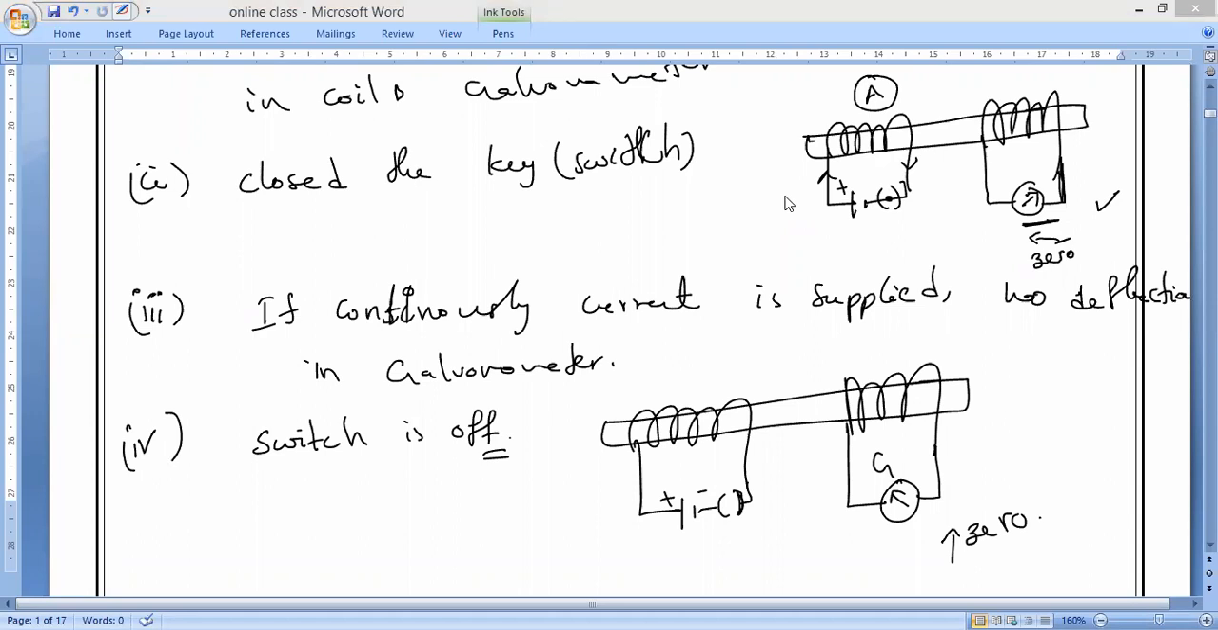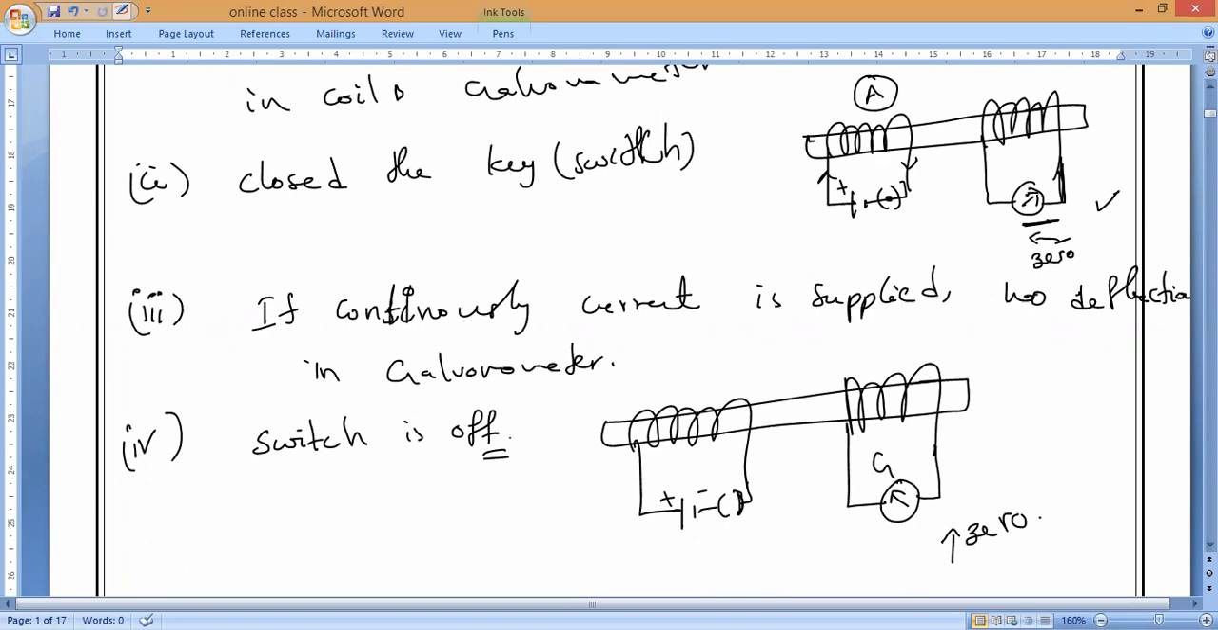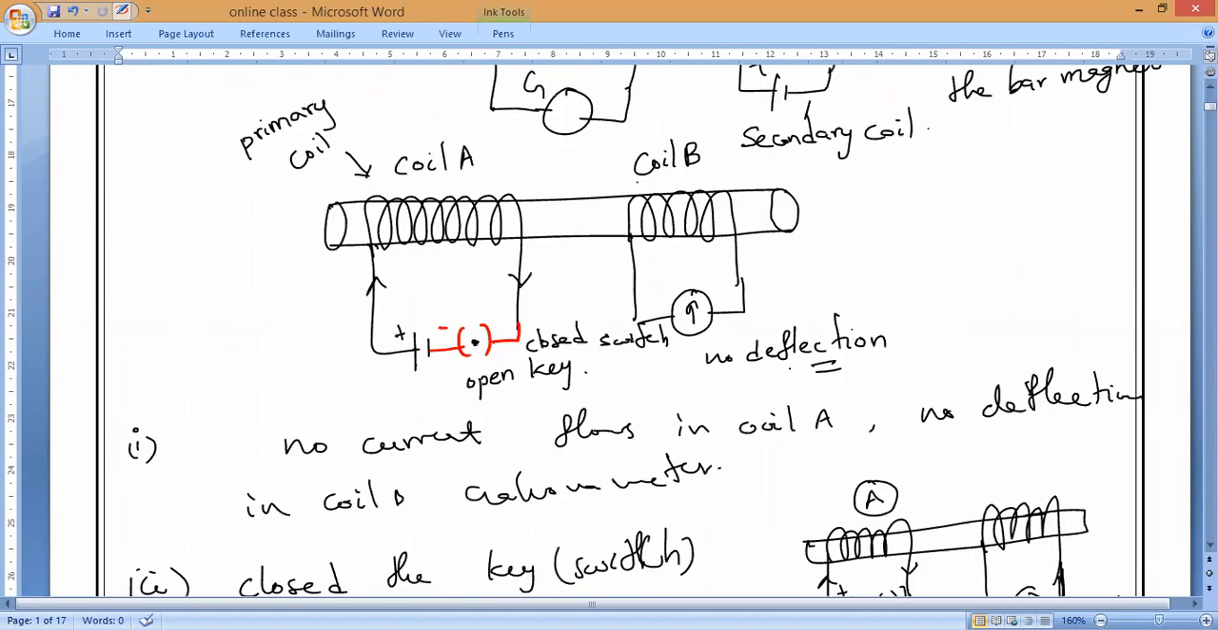If the current is not passed continuously, also no deflection. Only during on time, suddenly it will show some deflection, and again it will come back to 0. When I off time also, suddenly it will show opposite deflection to the case 2, and again it will come to the 0. These are the 4 observations which you have to make in this experiment.